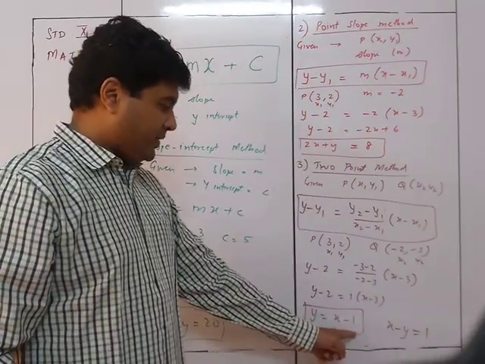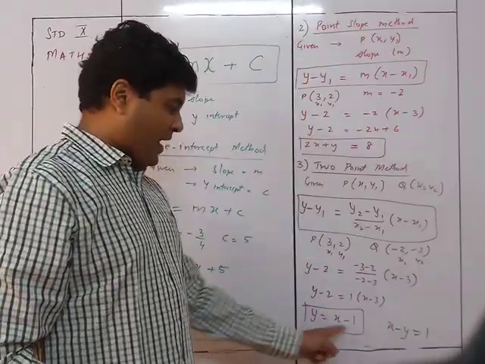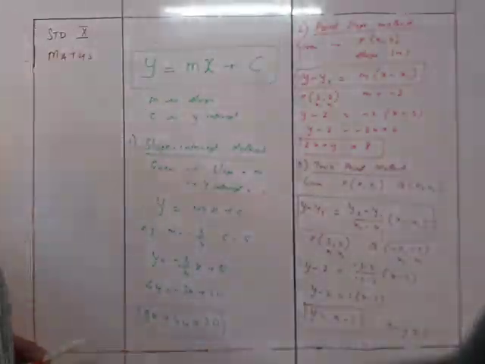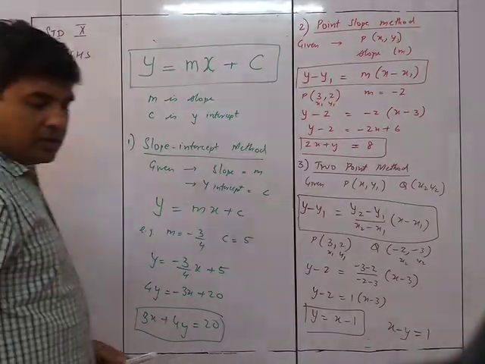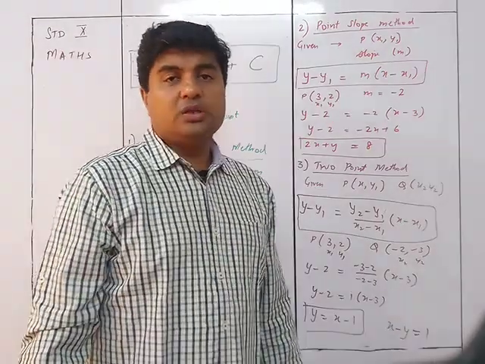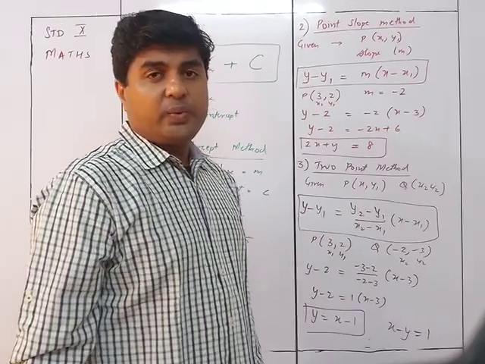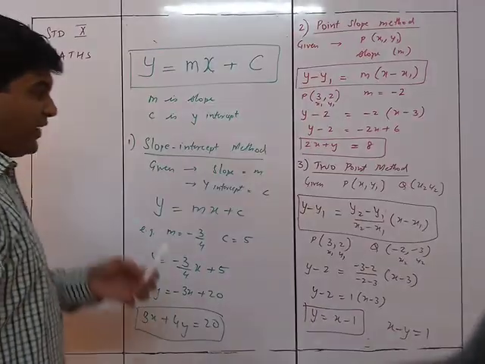Why put it this side? We only take it as this side, so x minus y is equal to 1, same thing. Okay, so this was how you are going to get the third formula, or the third method, of writing the equation of a line. So, finding out the equation of a line.